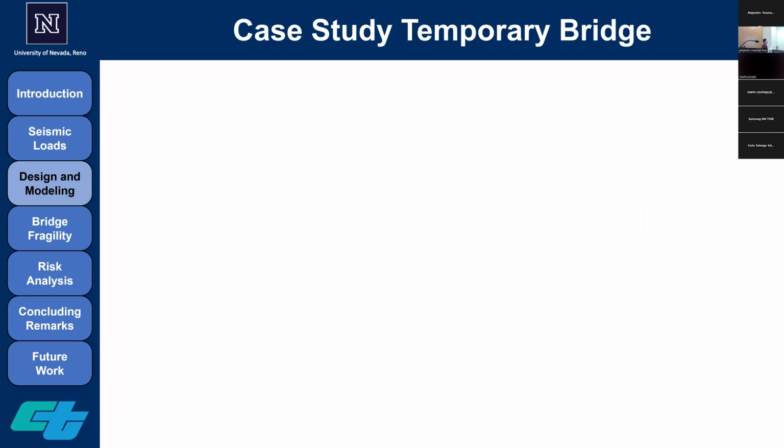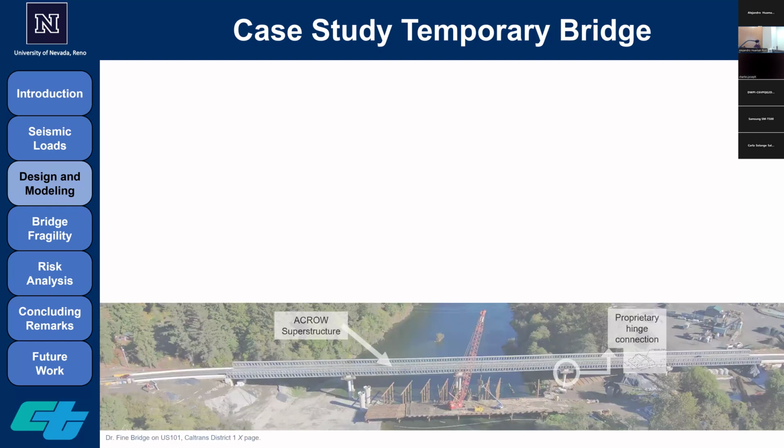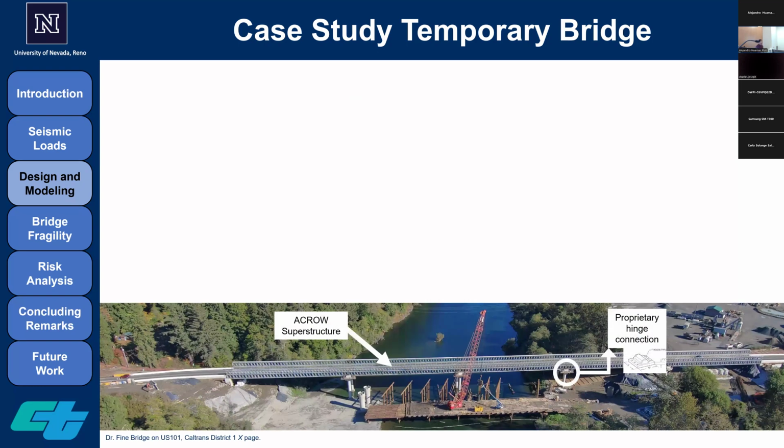Okay, let's talk about the bridge itself. There is a variety of temporary bridges used by the Department of Transportation, but the one that we are using here, per suggestion of Caltrans, is called ACRO. ACRO is the name of the manufacturer, and these are prefabricated steel modular bridges, as you can see on the bottom part of the screen. They are really easy to erect and can be simply assembled on the site and then transferred or pushed on top of the substructure.